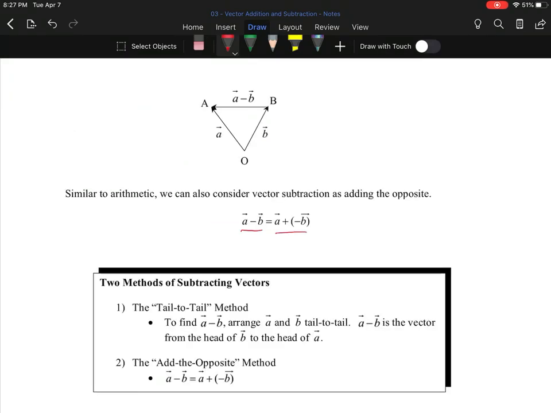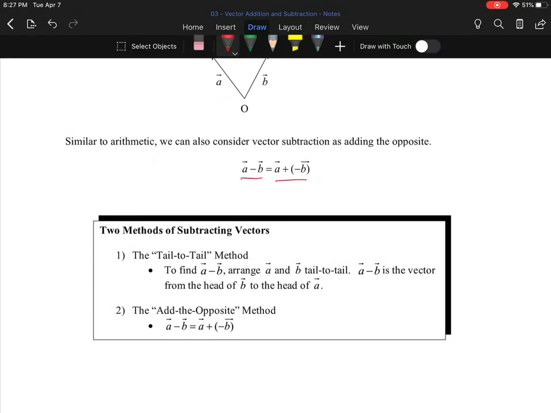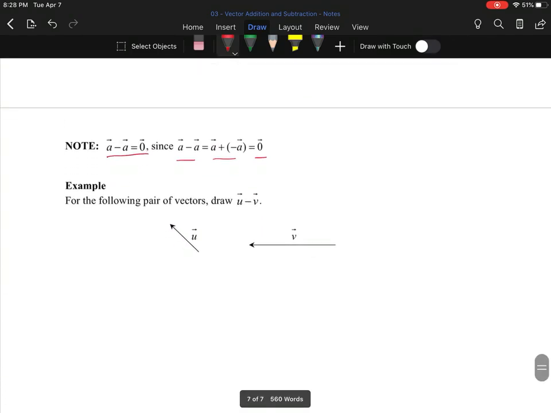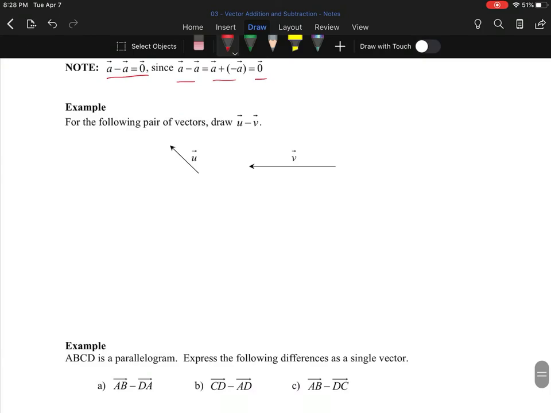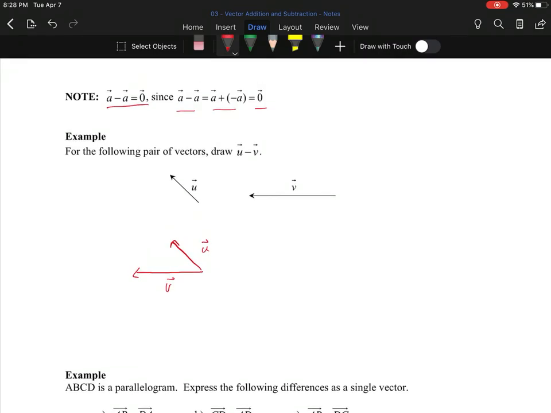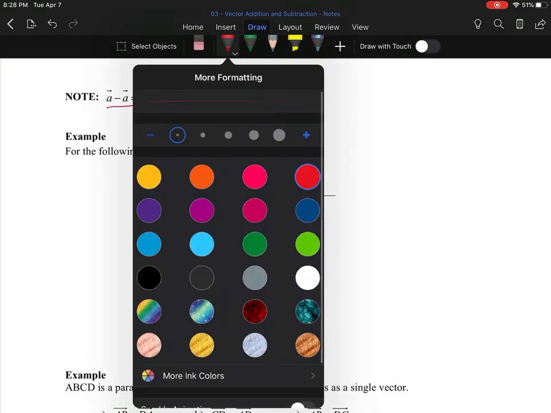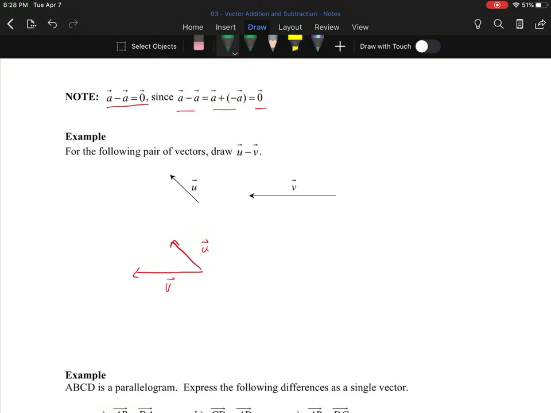So this says, for the following vectors, draw u minus v. Now, if you got to draw u minus v, the easiest way actually is to do the first method I mentioned there, which was to tail to tail and add to b to get to a. So here, tail to tail, u minus v. So if I'm going to draw this tail to tail, I'm going to draw v like that, and u like that. So now they're tail to tail, and I'm ready to do vector subtraction.